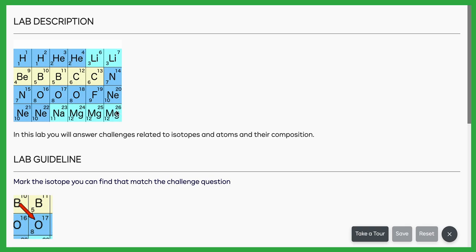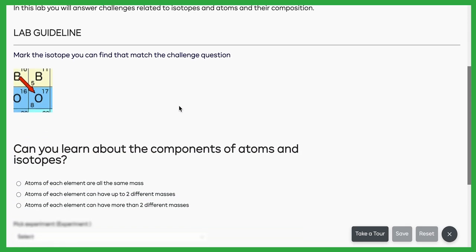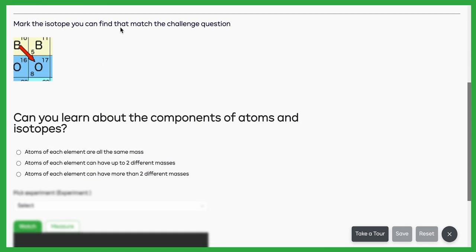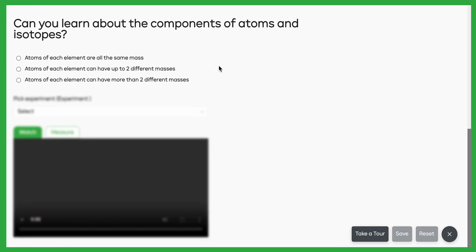We're just going through the first, well, let's see, we've got 12 elements here, I believe: hydrogen, helium, lithium, beryllium, boron, carbon, nitrogen, oxygen, fluorine, neon, sodium, and magnesium. And we're showing them with the different possible masses they have. They're different isotopes. So notice that the challenge is to mark the isotopes that match the challenge question.